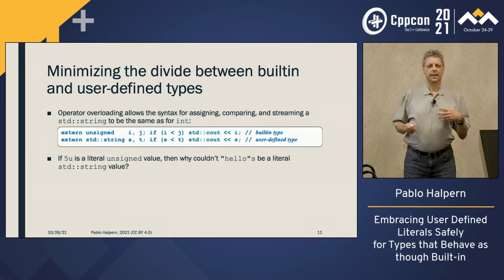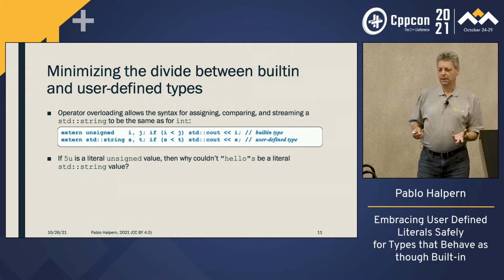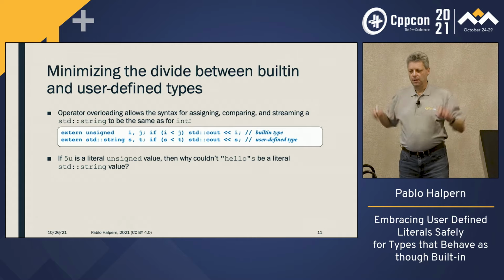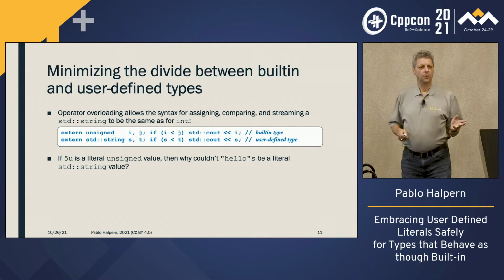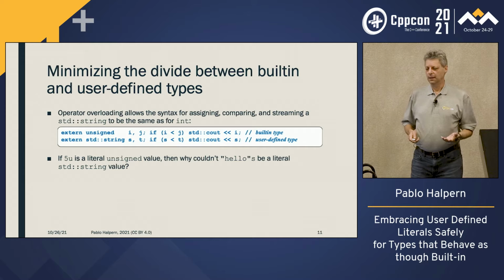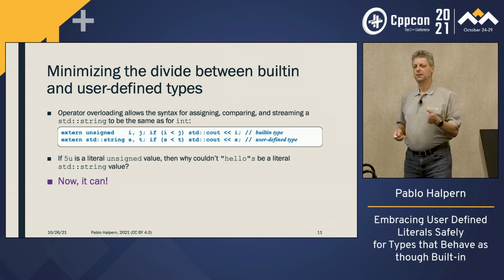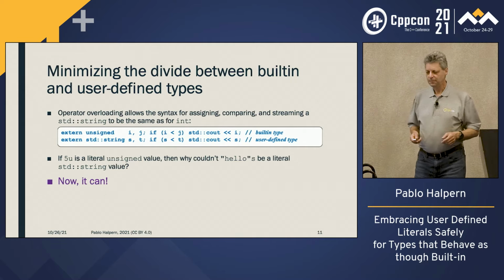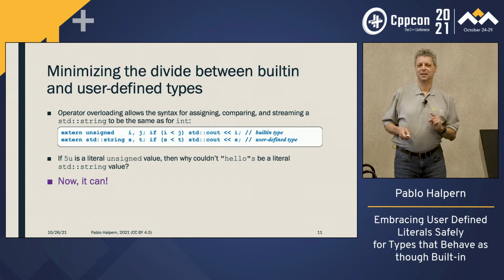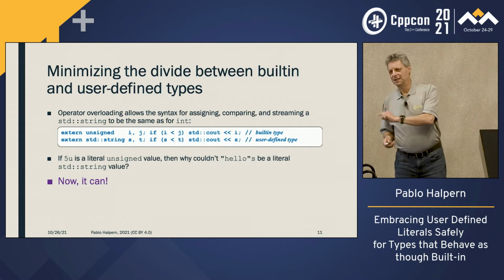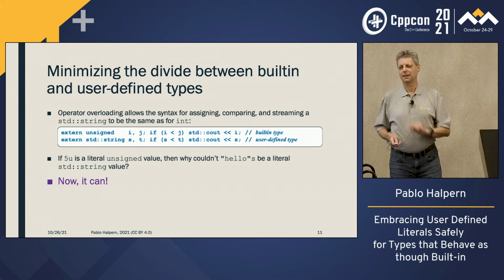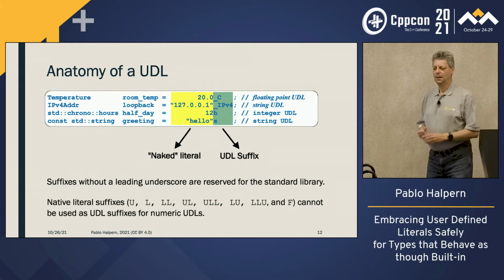So we want to do the same thing for literals, right? If you can have a 5u, an unsigned literal for a built-in type, why can't we have "hello"s be a literal for a user-defined type string? And now you can. As of C++11, you can do that. You can't use s in C++11. It's in C++14, it's part of the library. And I'll get to that in a minute.